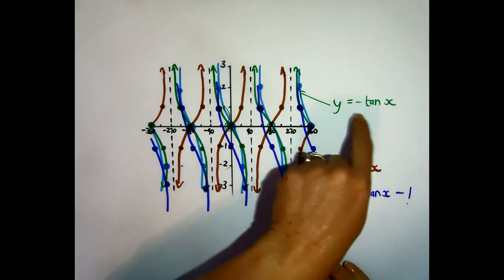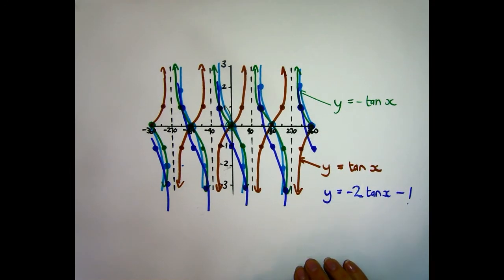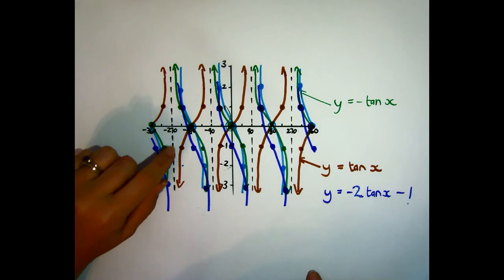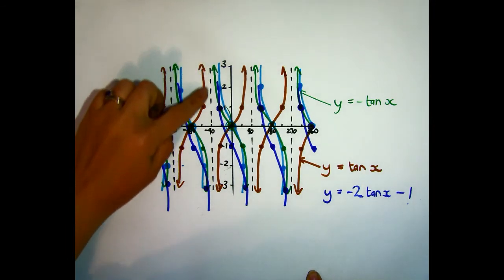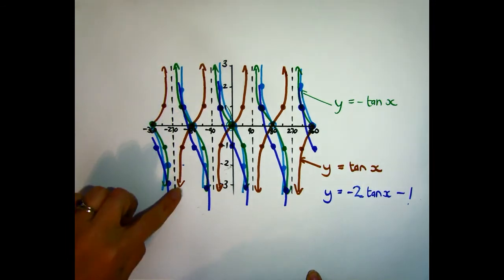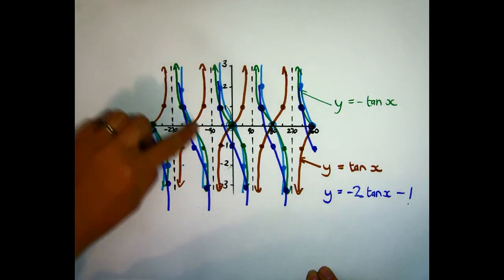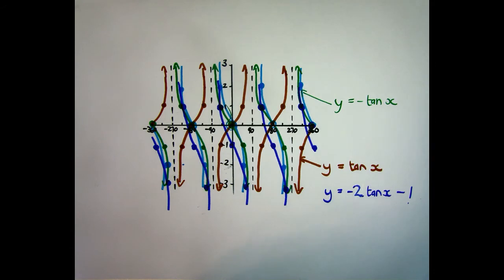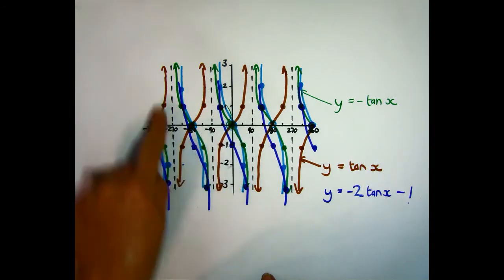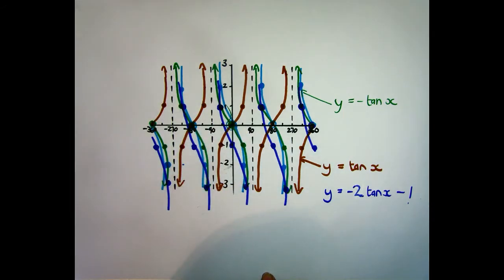Lastly, a negative tan graph will be changed from the original by going in the opposite direction. So where your tan graph goes from right down to left, then the negative tan graph, which is the green one, will go from left down to right. But what you would do is you draw the brown one in pencil, then put the green one in, and then erase the brown one.